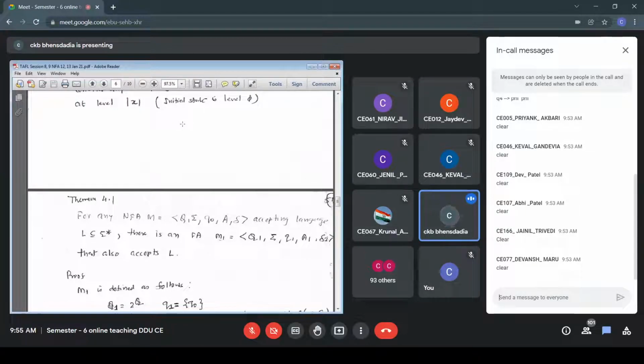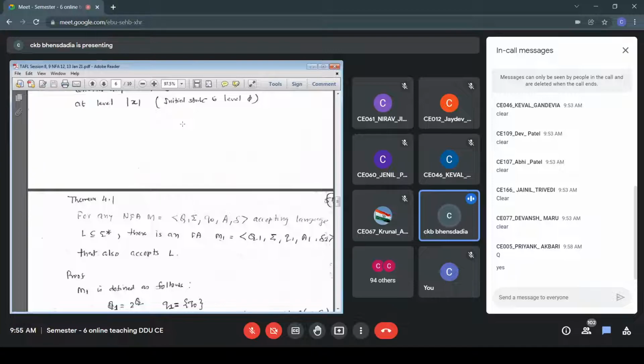The states of the DFA, can anyone answer? Priyank, it is Q. It's not Q, it's 2 raised to Q. The subsets. Yes, it is 2 raised to Q, and that's the reason Q1 equals 2 raised to Q. All the subsets are states of the DFA. 2 raised to Q is the power set. So all the subsets of the NFA are states in the DFA.